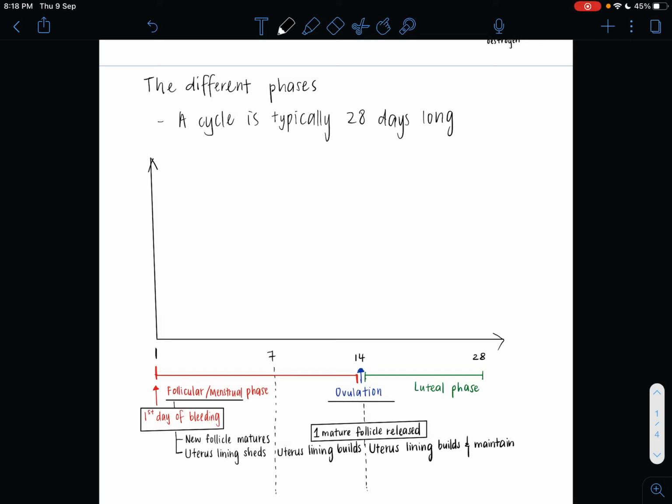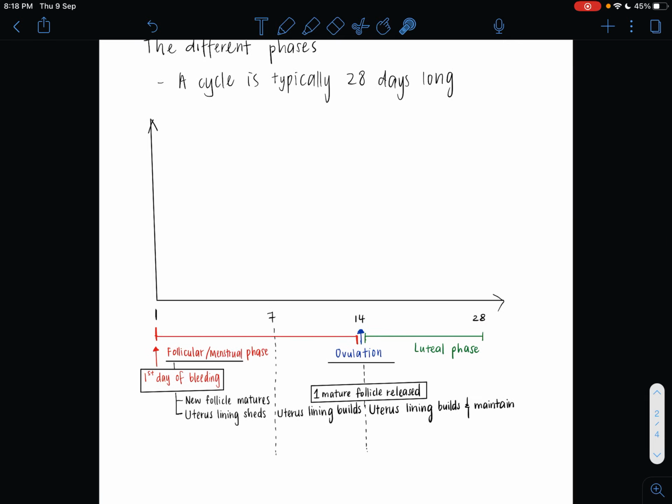Now that you have learned the function of all 4 hormones, let's look at the menstrual cycle. The cycle is typically 28 days long, which is around 1 month, but it does vary from individual to individual. In a 28-day cycle, this is how the 28 days are broken down: day 1 to 7, day 7 to 14, and day 14 to 28.